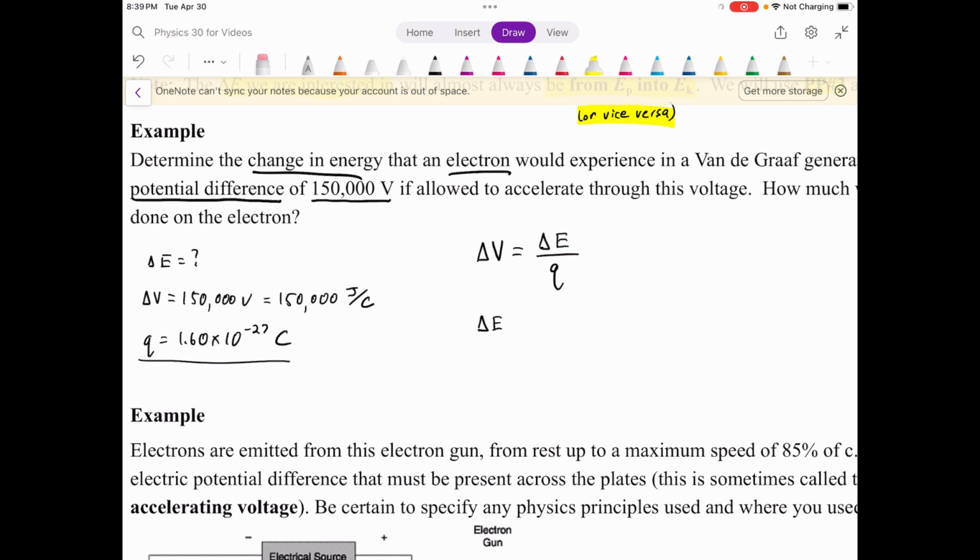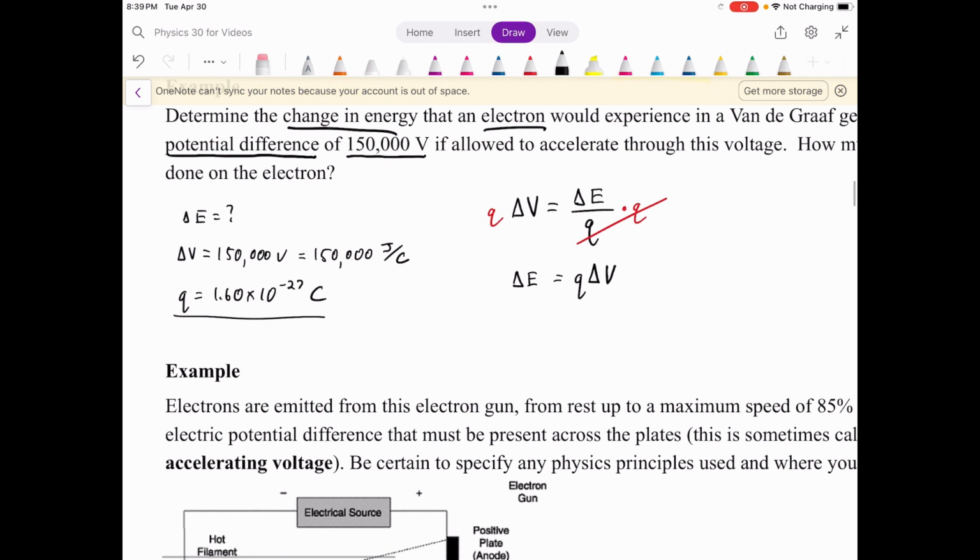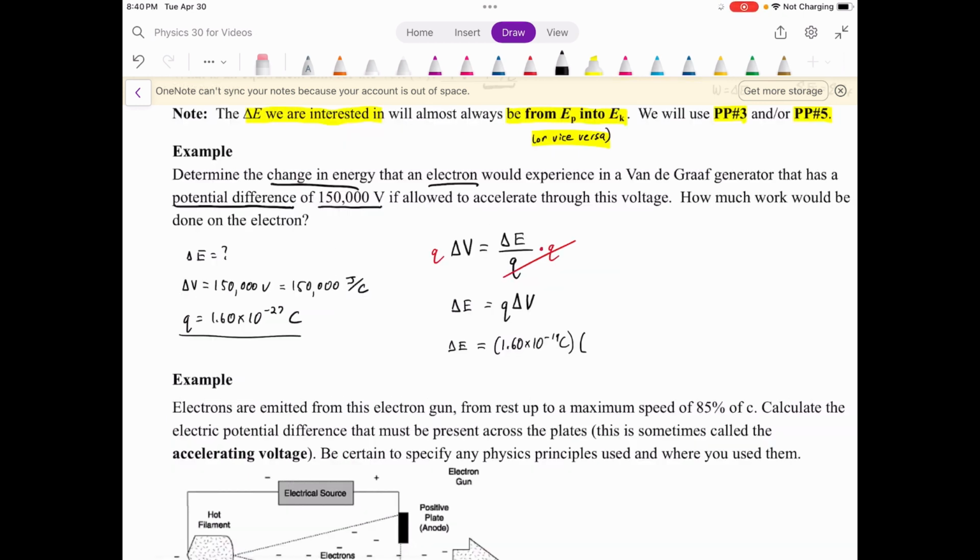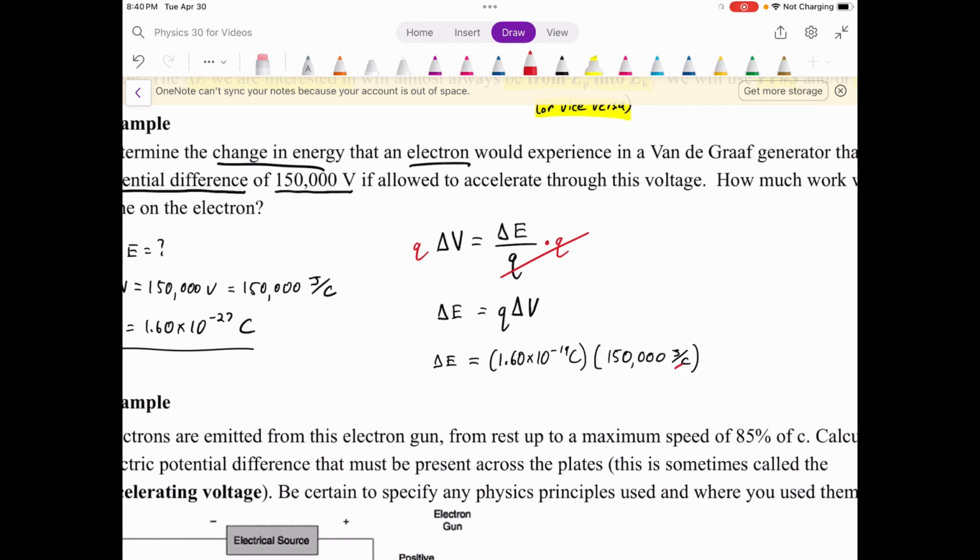which is exactly what the formula tells us to do, right? We want to find its change in energy. Right now that's being divided by the charge, so multiply both sides by the charge, and sure enough, like we predicted, the change in potential energy will be the charge times the potential difference, right? The change in energy per coulomb of charge. So this checks out. So now putting in our numbers, we get that the change in energy will be 1.60 times 10 to the negative 19 coulombs times 150,000 volts, or 150,000 joules per coulomb, right? And look at that, joules per coulomb times coulomb. We're left with joules, the unit of energy.